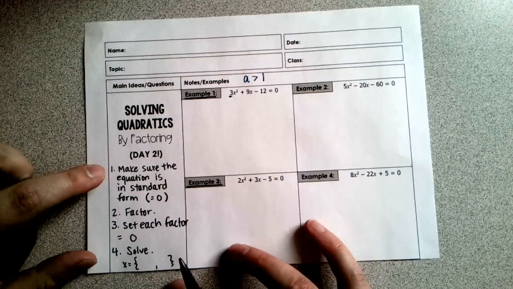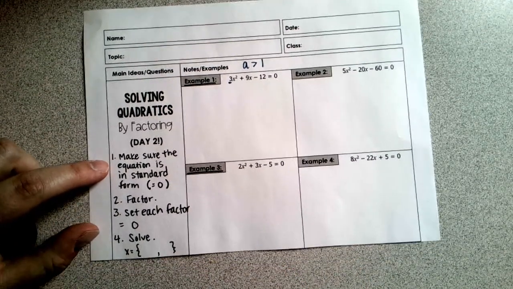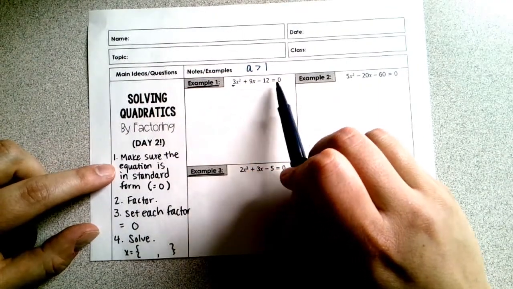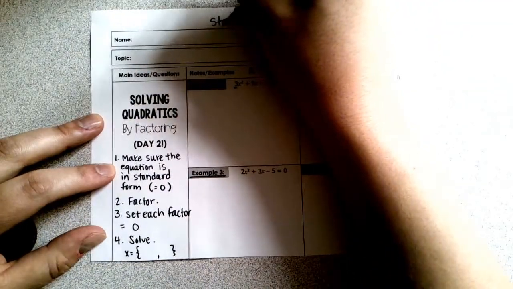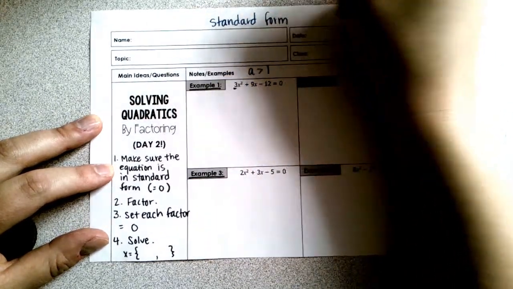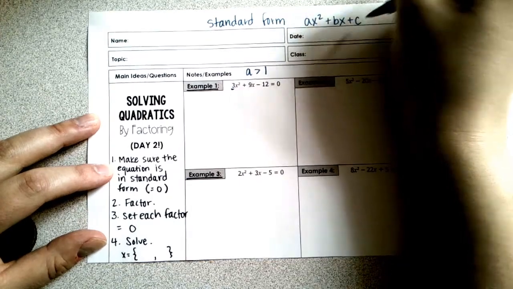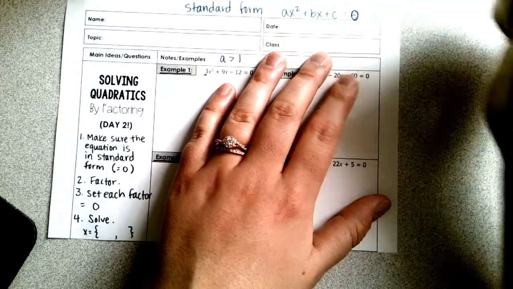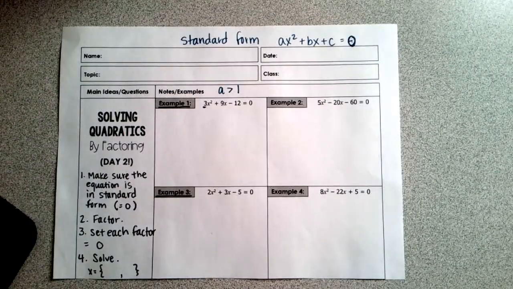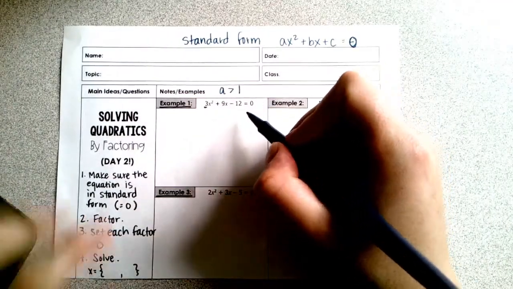So the steps to solve are still the same as they were in the previous video. So we need to make sure our equation is in standard form. And again, standard form of a quadratic is ax squared plus bx plus c equals 0. So we need our equation to equal 0. Example 1 is ready to go because it equals 0. So then we're ready to factor.